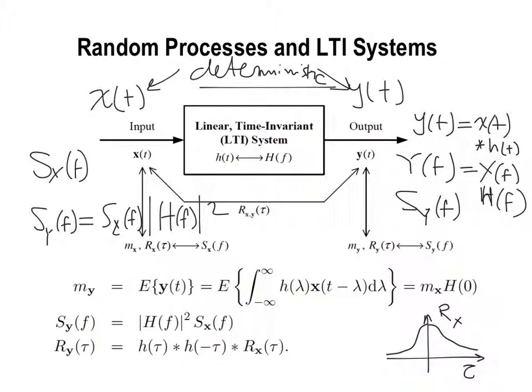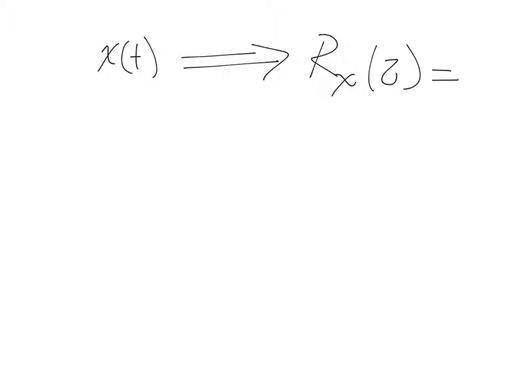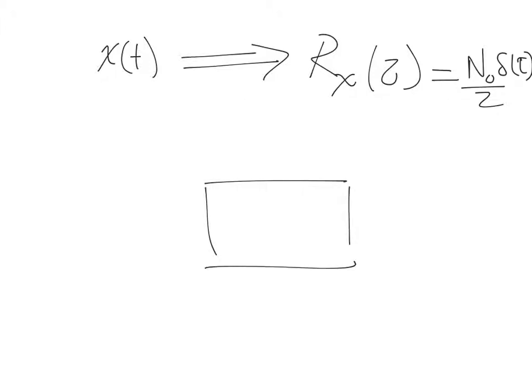To simplify this, if I tell you, for example, that I have a random process x of t, which has, for example, Rx of tau equal to N naught over 2 times delta of tau, okay? And I ask you, this is x of t going into this system.